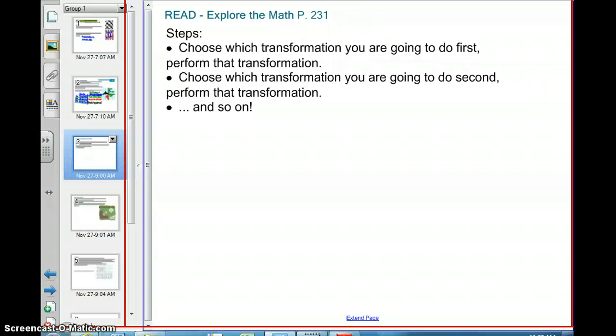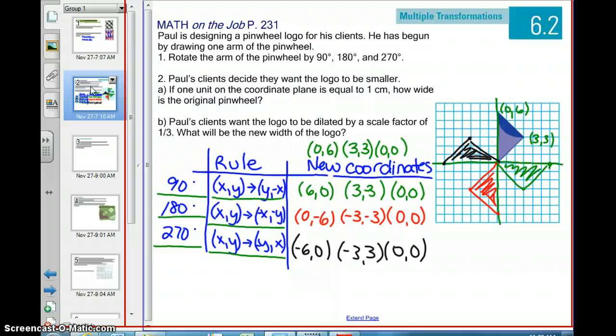And I realized I forgot to do part B for Math on the Job, so please go back to this, part B. Part B says he wants the logo to be dilated by a scale factor of 1 over 3. So that means he's going to be making it smaller, because if your scale factor is a fraction, that means your shape is getting smaller. So they're saying that 1 unit on the coordinate plane is 1 centimeter. So the original pinwheel is a total of 12 centimeters long. Now if the new one is going to be 1/3 of that, what will your new logo be?